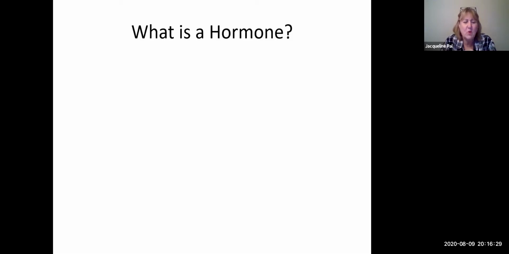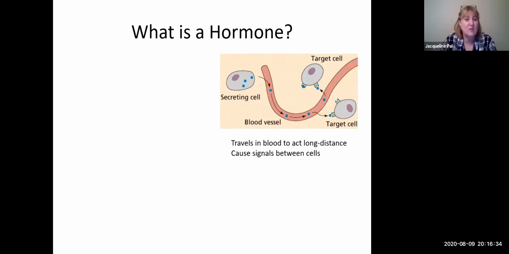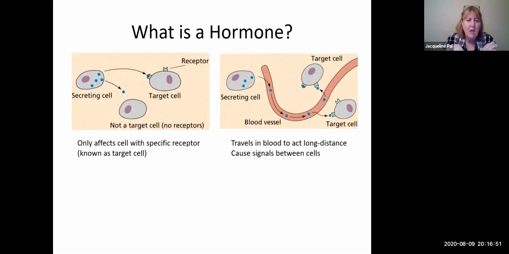Which brings us to the question, what then is a hormone? Well, it's something that's going to travel to act in the endocrine system long distance. And what hormones are going to do is they're going to cause signaling between the cell that secreted them and the cell that's going to have an effect. So the effects are only going to be on cells that have a specific receptor for that one specific hormone. And this cell is known as the target cell.